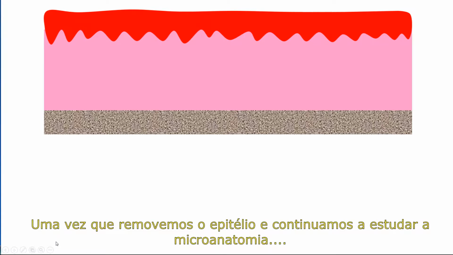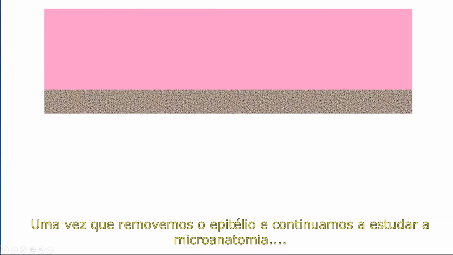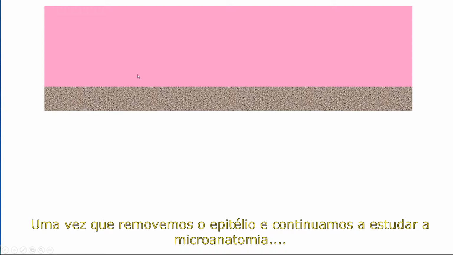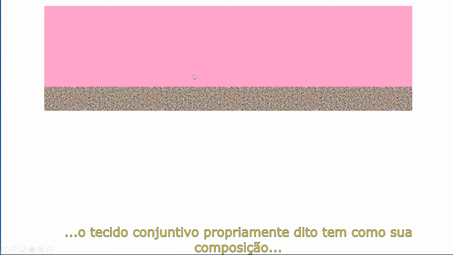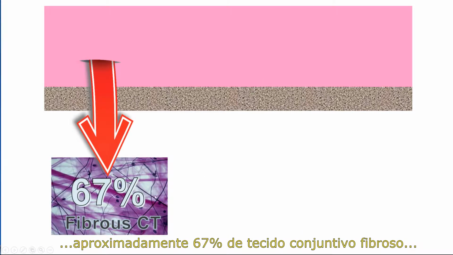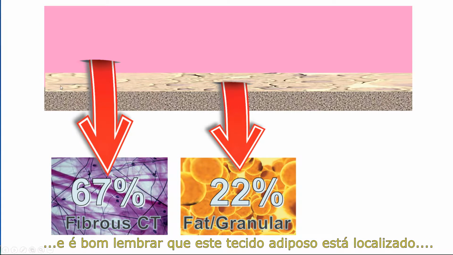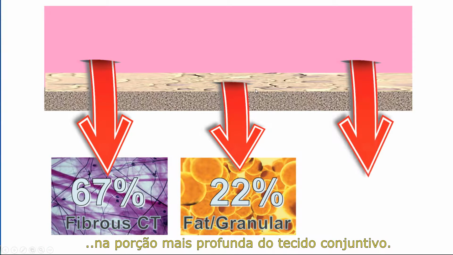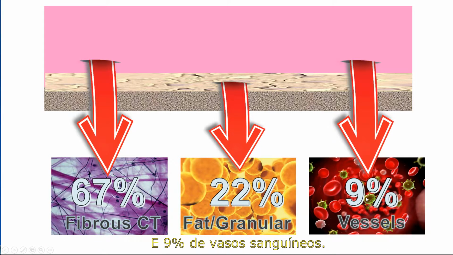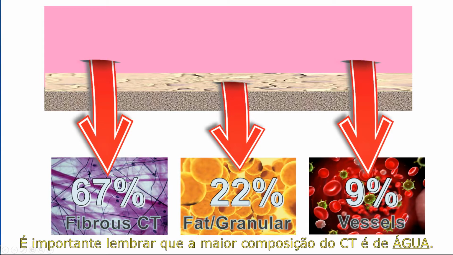Once we remove the epithelium and continue to study the microanatomy, the connective tissue itself is composed of about 67% fibrous connective tissue, about 22% fat or granular tissue, and 9% blood vessels. As a reminder, this fat and granular tissue are usually located in the deepest part of the connective tissue. It's important to note that the main composition of the connective tissue is water.